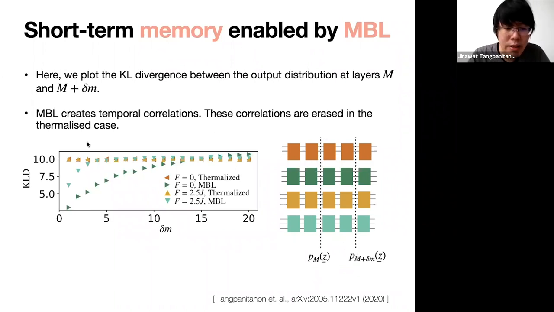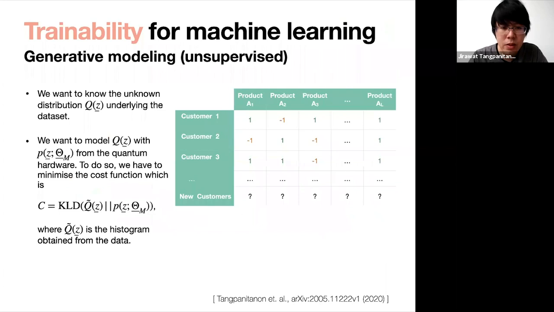So you can see that for the thermalized case, each layer basically has zero correlation, because this is what we expected from chaos or thermalization as well. But for MBL, we have a sort of decaying correlation. And next we will show that it's exactly because of this correlation that you can do some useful training when you try to do machine learning, okay?